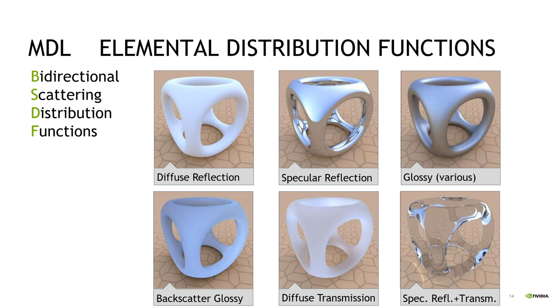So the diffuse reflection, I think most people are familiar with that type of look. The specular reflection gives us a mirror or chrome-like look. Then we also have glossy reflections. We have backscattering glossy, which allows us to model retroreflective materials. We have diffuse transmission BSDF for modeling paper or leaves. And we have specular reflection and transmission for modeling glass-like materials.